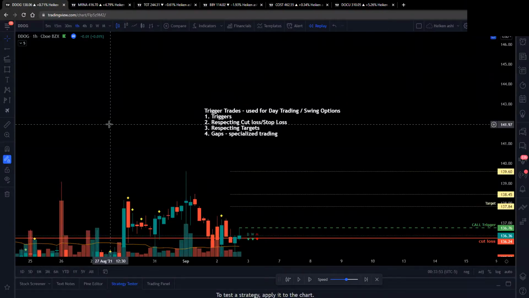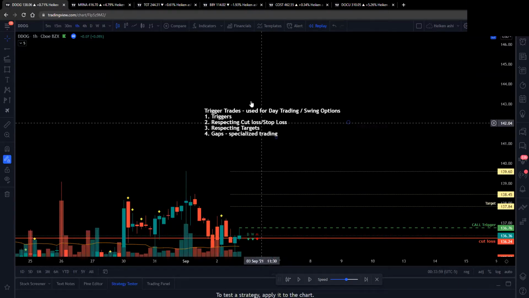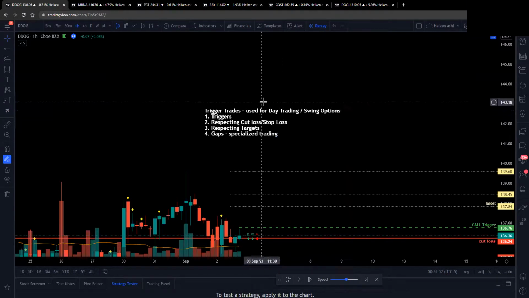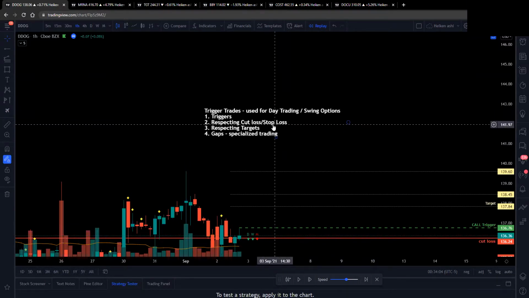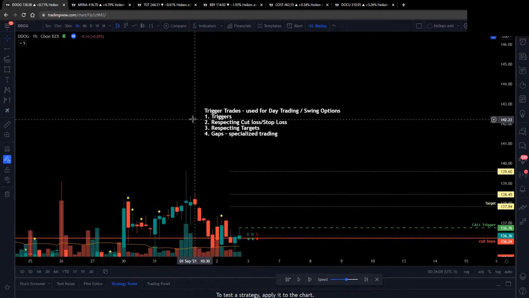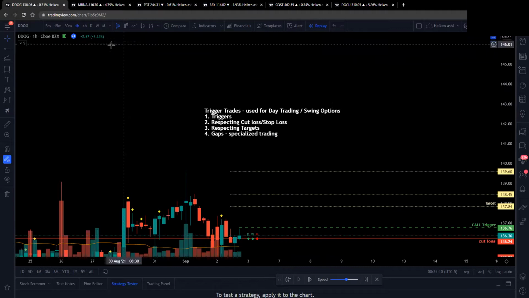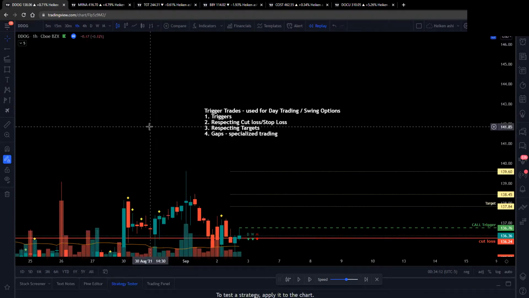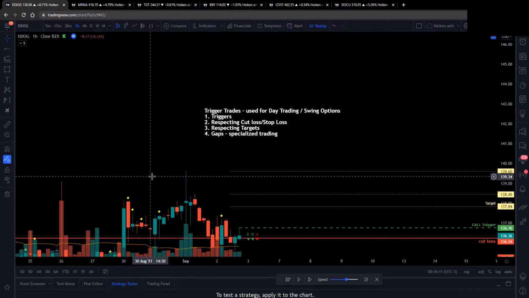Hello, everyone. I just wanted to talk to you guys about one of our trade plays in Dojo Trading. So we have trigger trades, which is used for day trading or swing options. Usually for day trading, we use a 1 hour, 4 hour, daily, or even 30 minutes. And then for swing options, we can do daily or weekly triggers.